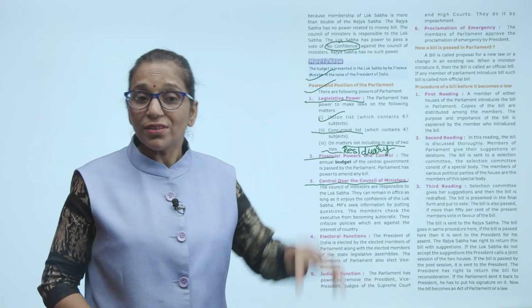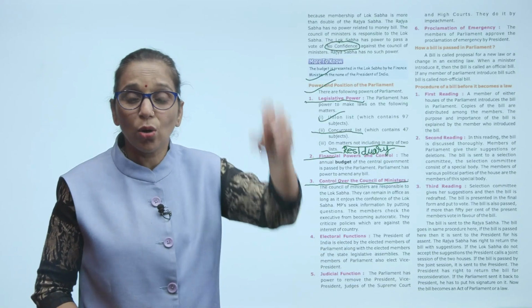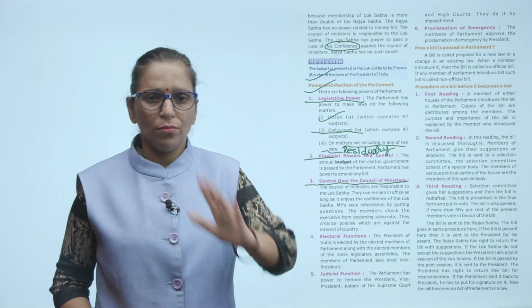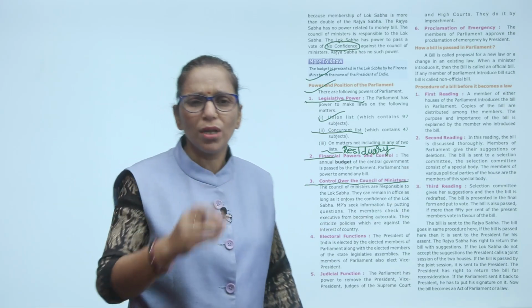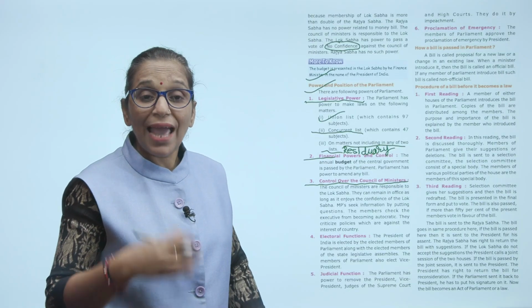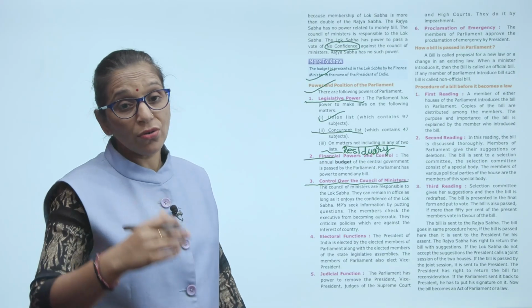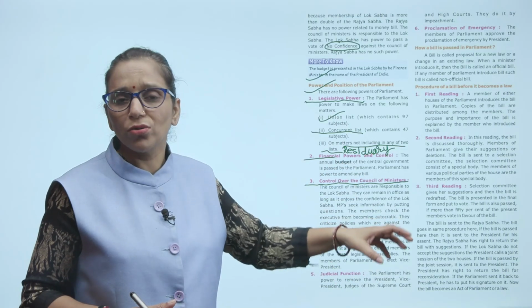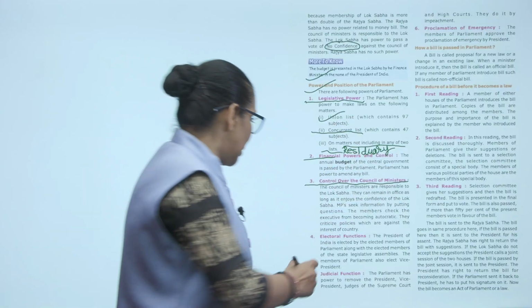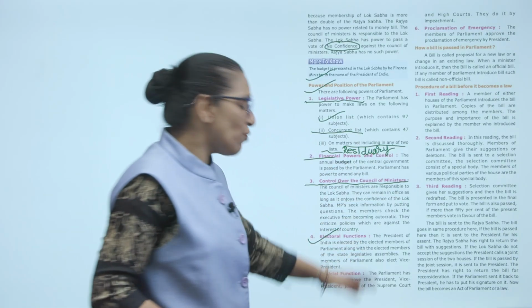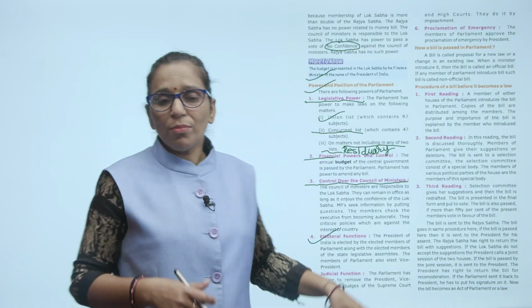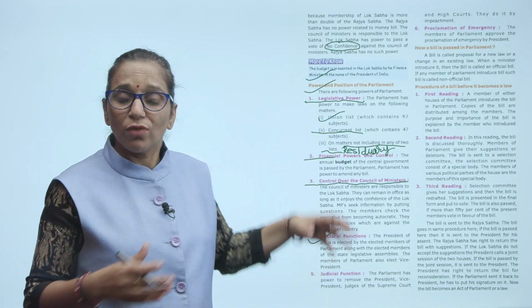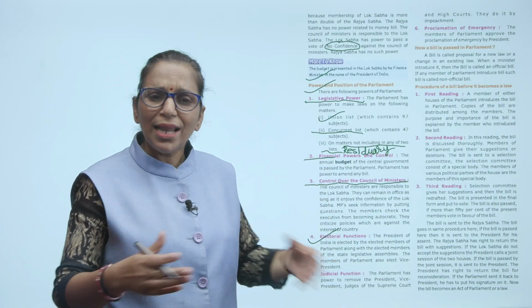They can remain in office as long as they enjoy the confidence of the Lok Sabha. MPs seek information by putting several questions to the ruling party's members, and the members check the executive from becoming autocratic also. So they criticize policies which are against the interest of the country. So we can say yes, control over the Council of Ministers is in the hand of Parliament. Then electoral function. The President of India is elected by the elected members of Parliament along with the elected members of the State Legislative Assemblies by the electoral college.